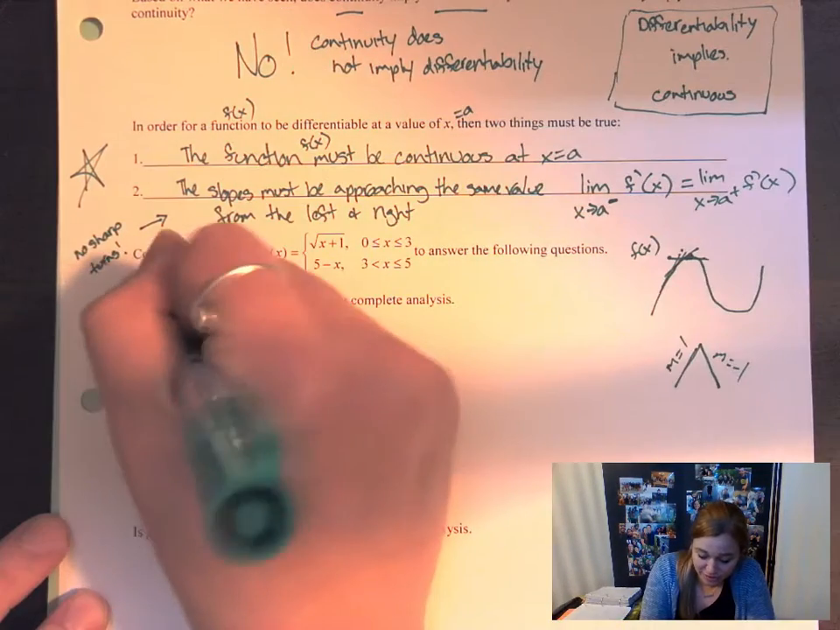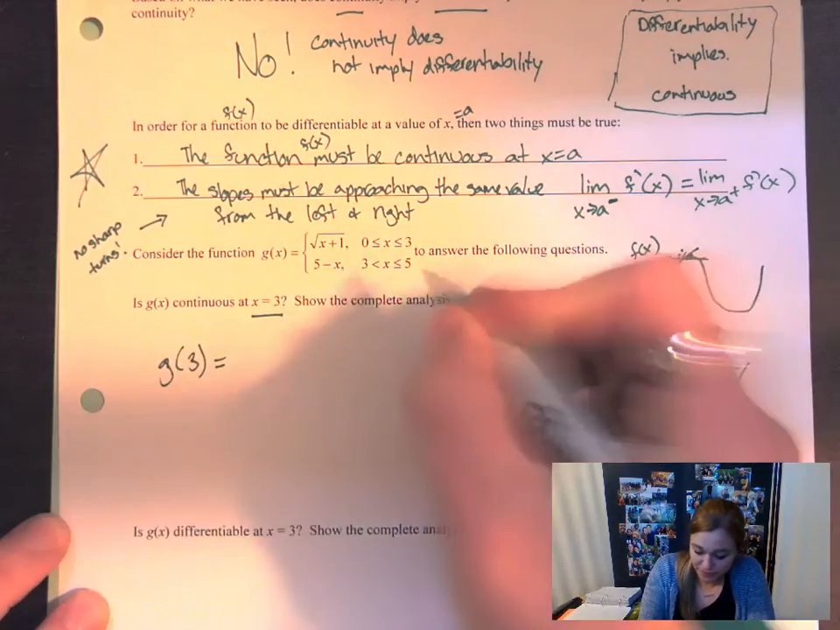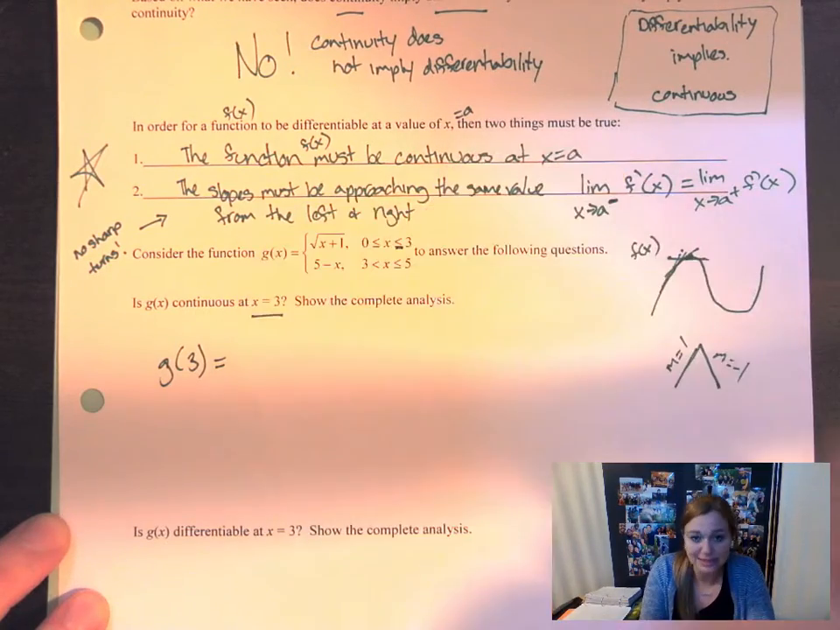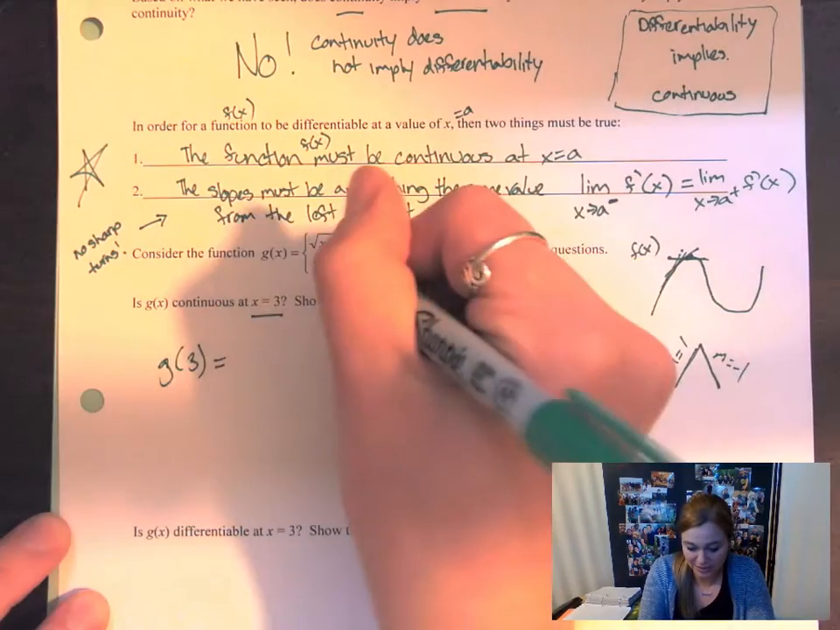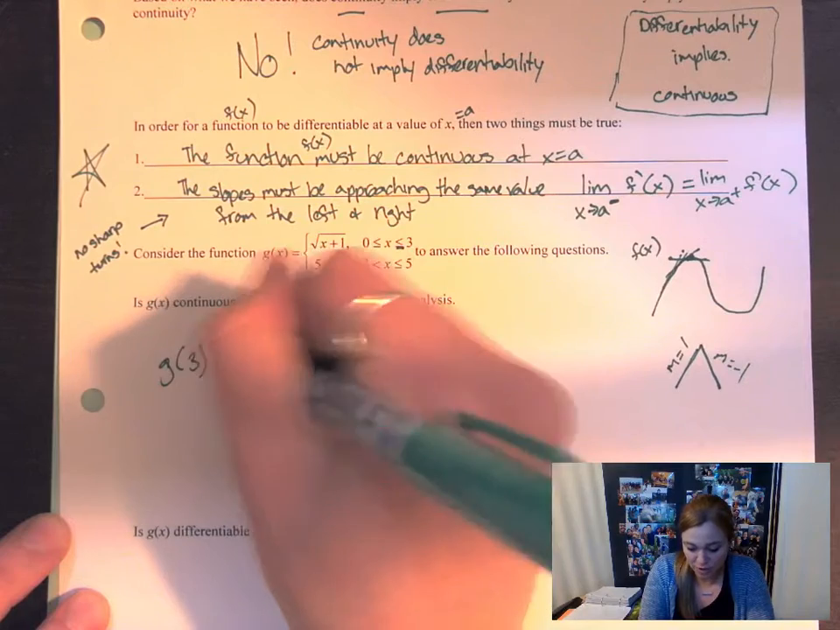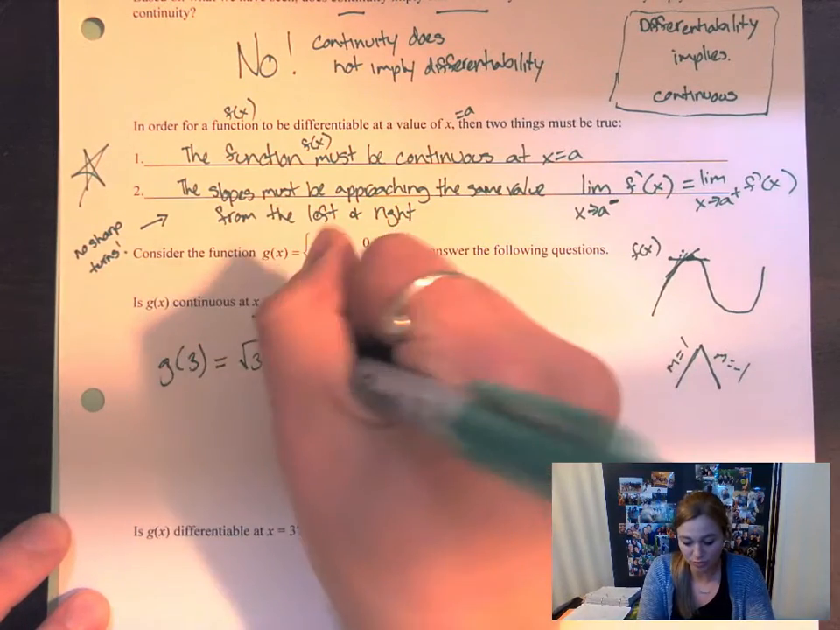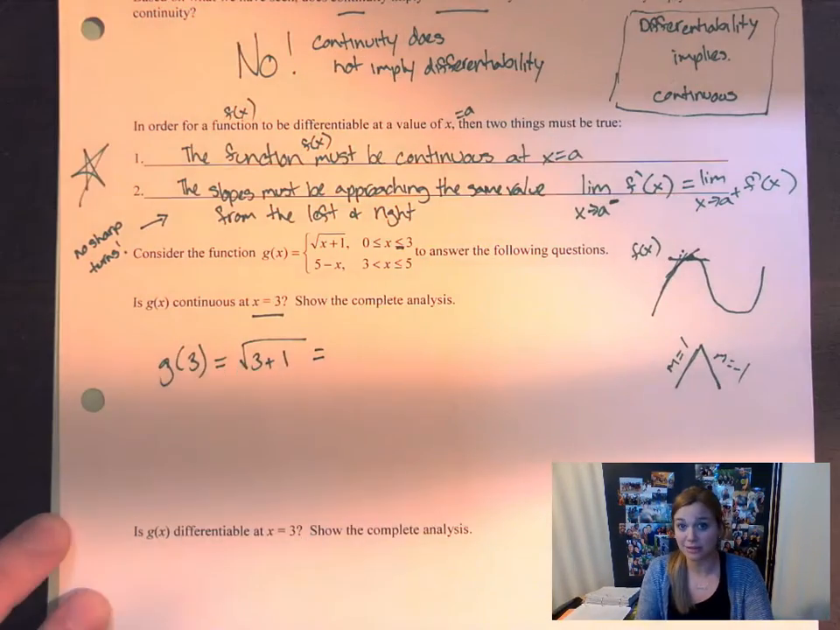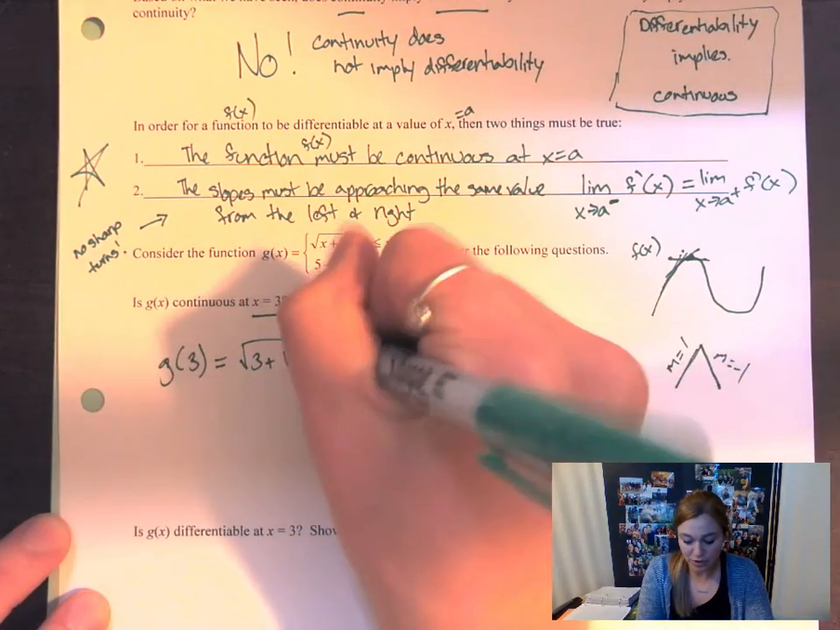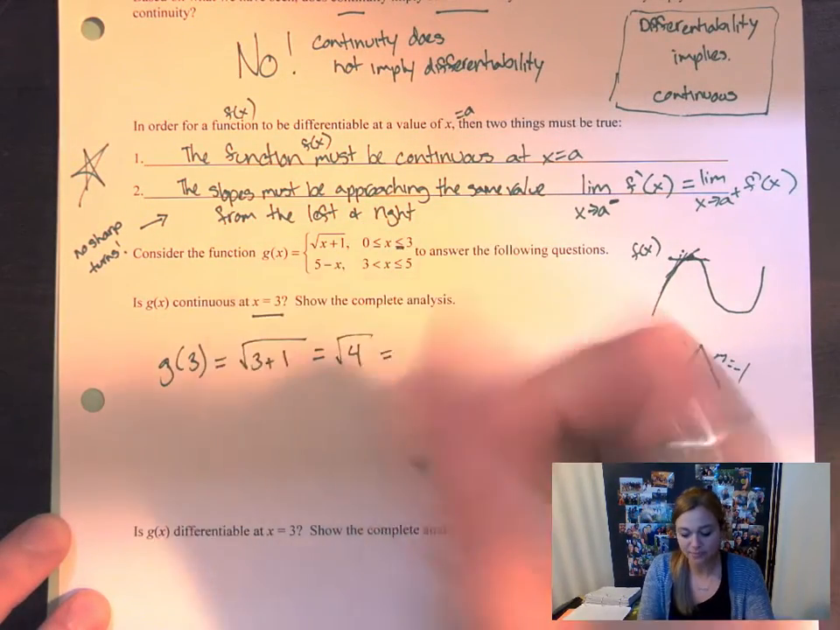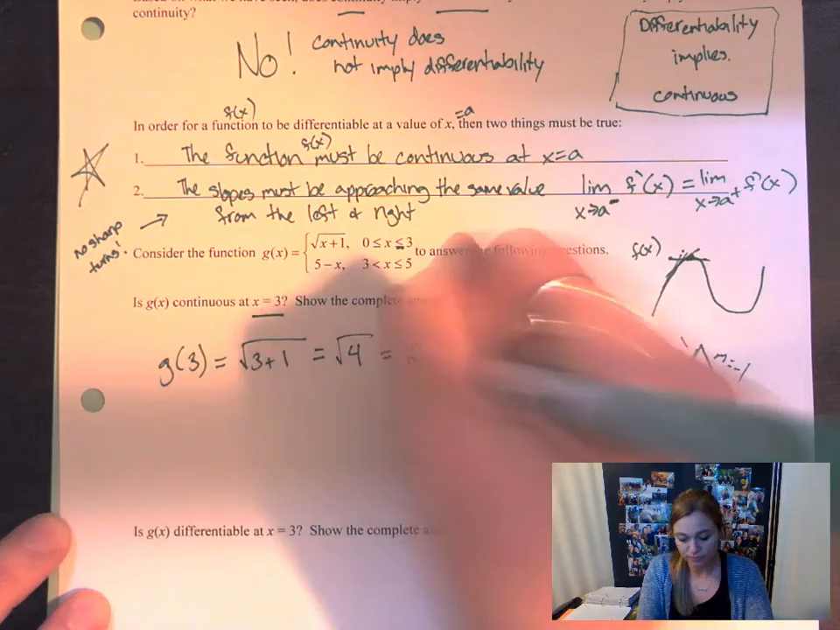Is the function defined? G of 3. I can see up here this is less than or equal to 3, which means that I use that top function. And I want to write this out like the square root of 3 plus 1, so anybody reading this, including me, would be able to know which part of the function you're getting this from. Square root of 4 is 2.